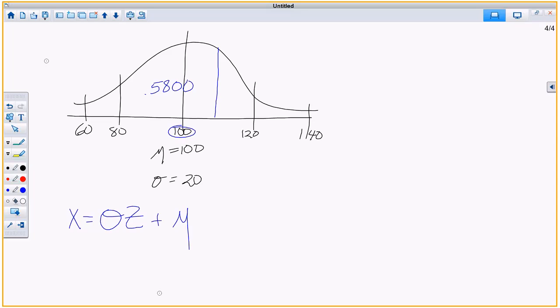Okay. So, since you've got an area, you're going to do inverse norm. So, second bars, inverse norm. Somebody do that for me. And you're going to type in 0.5800. And tell me what you get. It's going to be a z-score. It's going to be between 0 and 1. What is it?